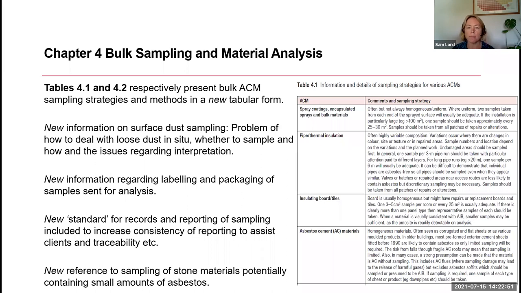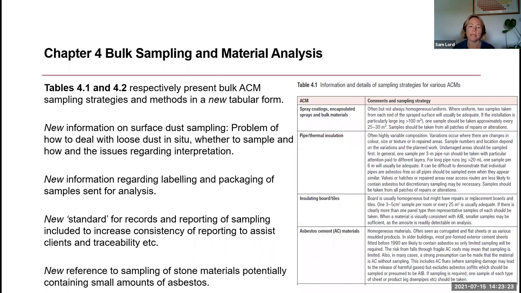There's some new information about surface dust sampling, which often causes a bit of confusion, or not confusion is probably the wrong word, but really it's to do with interpretation. If you just find one fibre, what does that mean? And so it's as much as that, rather than the methods of how to do that. Some new information regarding labelling and packaging of samples sent for analysis, whether that's using the Royal Mail or other couriers.